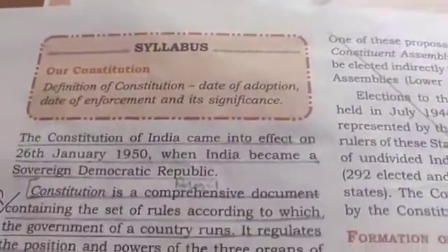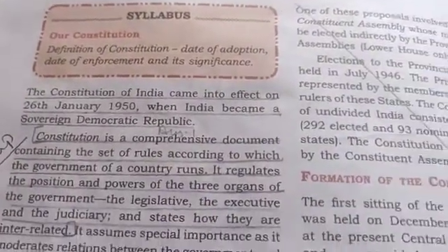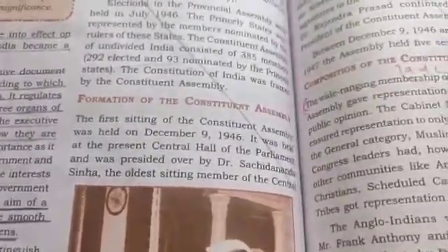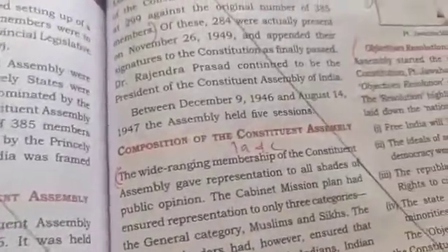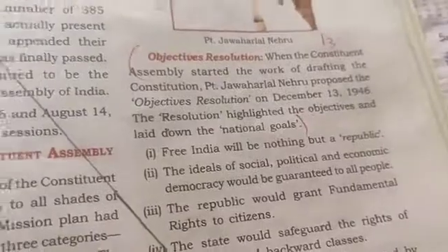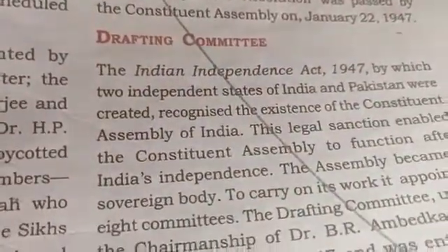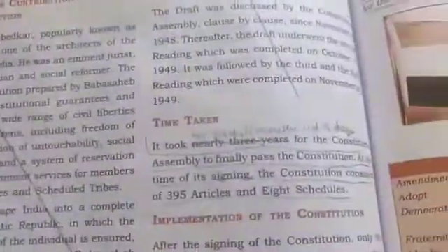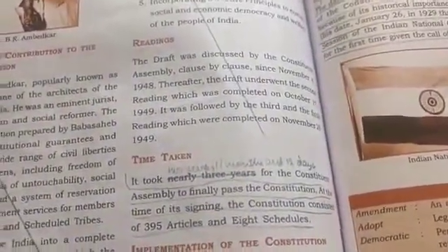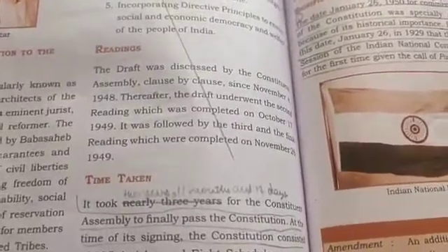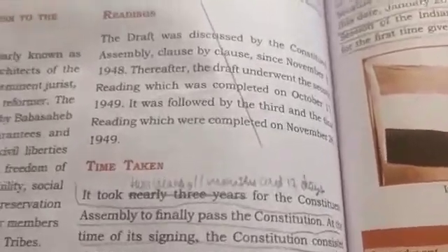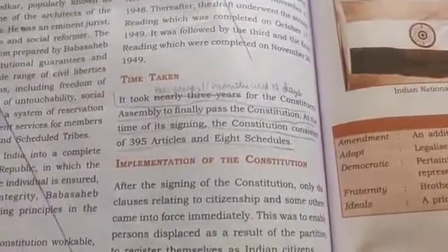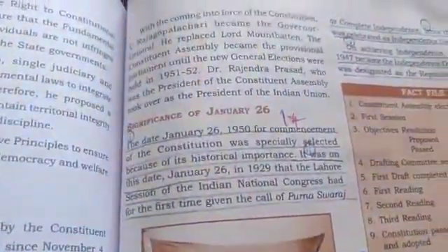We also learned the date of adoption of the constitution, the date of enforcement and its significance. We also learned about the enactment of the Indian Constitution, formation of the Constituent Assembly, the composition of the Constituent Assembly, the objective resolution, the drafting committee headed by Dr. B.R. Ambedkar. Then we learned about the time taken and the number of readings that the draft had to be put through. The readings are the number of times it was debated and discussed upon before it was fully implemented. Then we learned about the implementation of the Constitution and the significance of the date January 26th.